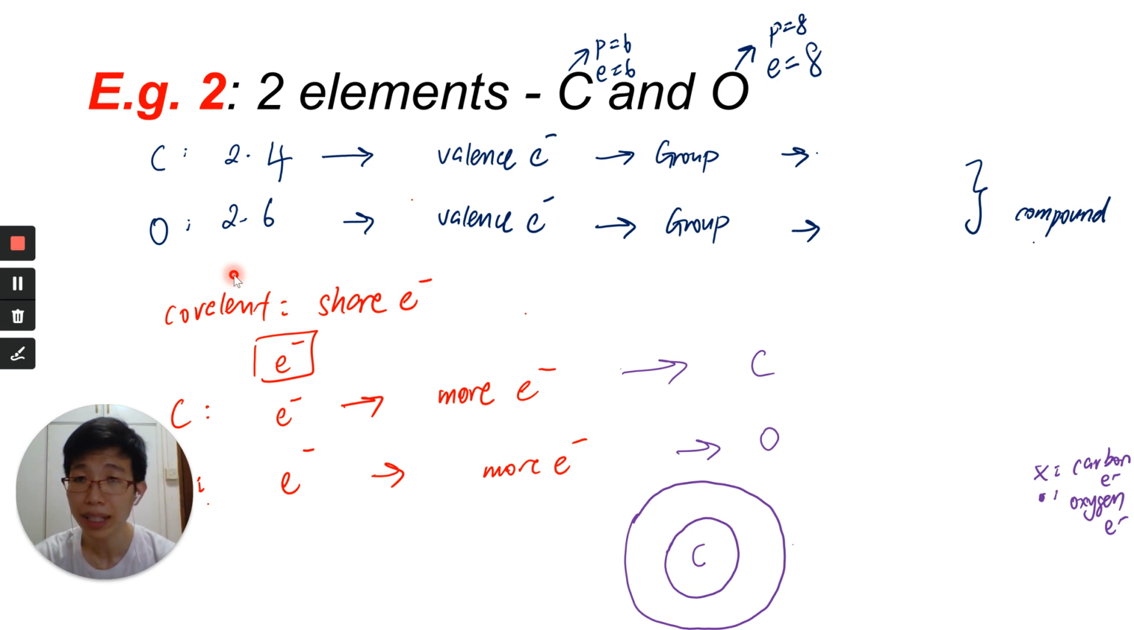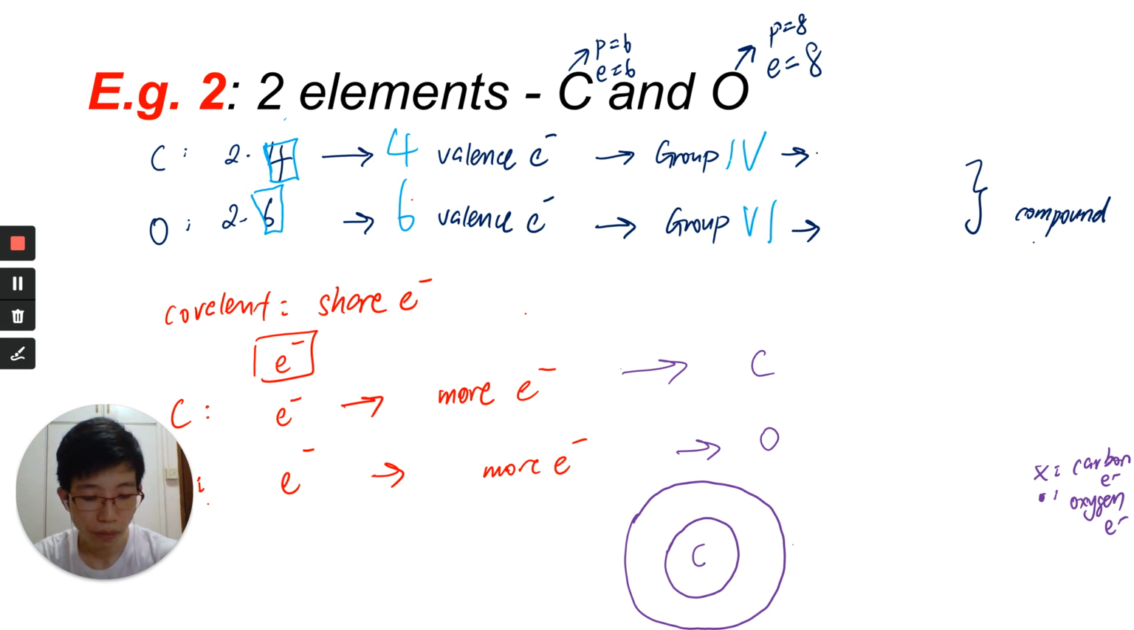So for carbon, it is 2.4, while for oxygen it is 2.6. The last number in the electronic configuration tells you the number of valence electrons that each element has. So carbon has 4 valence electrons, and oxygen has 6 valence electrons. This enables us to determine that carbon is in group 4, while oxygen is in group 6.